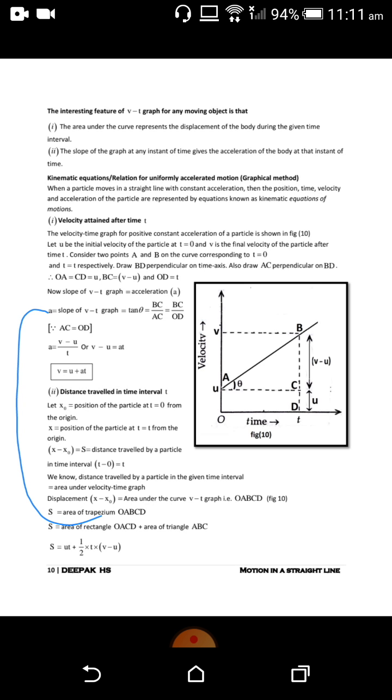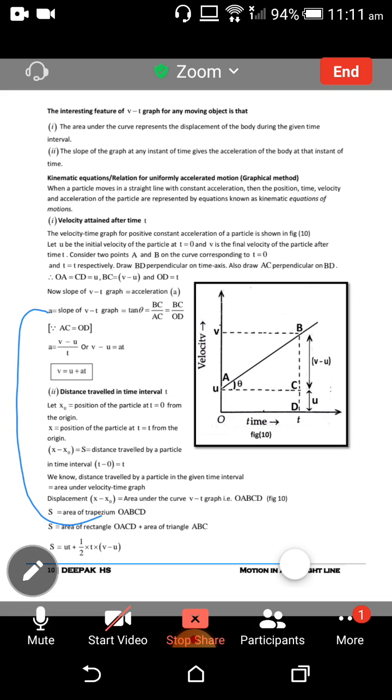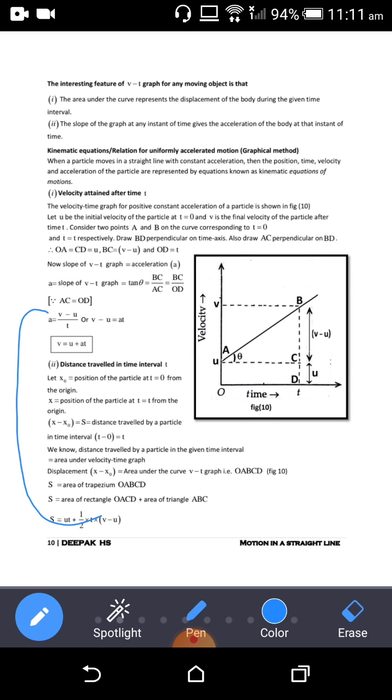So the next is a very important derivation, that is the kinematic equations. As you know, we have three kinematic equations. The first one is v is equal to u plus at. This is the first equation, right? So let us go through that.